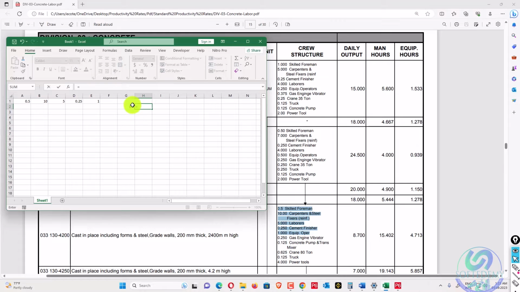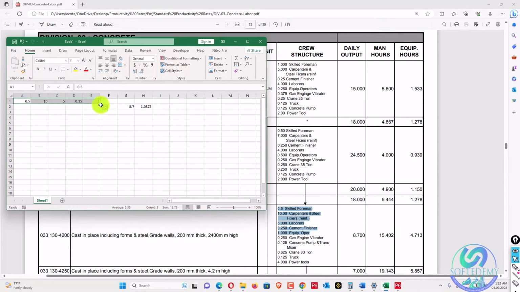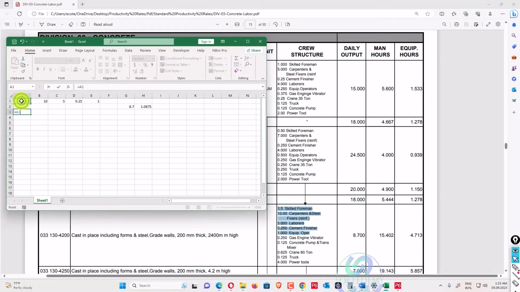So how much in 1 hour? 8.7 divided by 8 hours a day. So we have 1.0875 cubic meter done by this set of crew in 1 hour, and in 8 hours this crew will do 8.7. So first of all, I will see how much man hour this work will take.